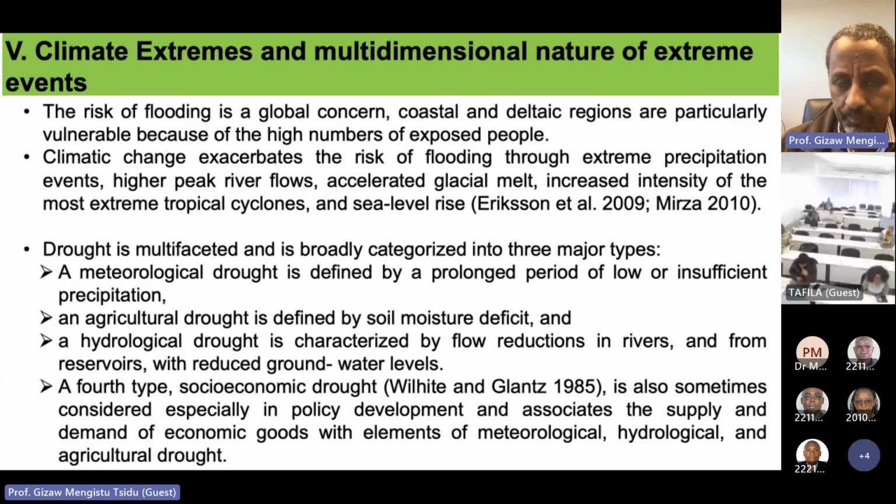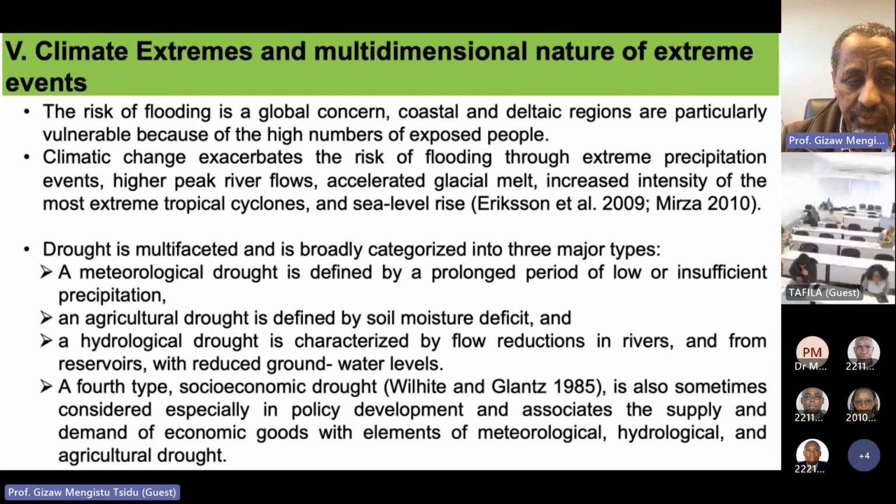We may not get glacial melt in the African region, or in tropical regions in general, but we are definitely going to get extreme precipitation events. Drought is also, as I said, one of the extreme events. So it's multidimensional, and usually we have droughts of different classes, depending on the duration.